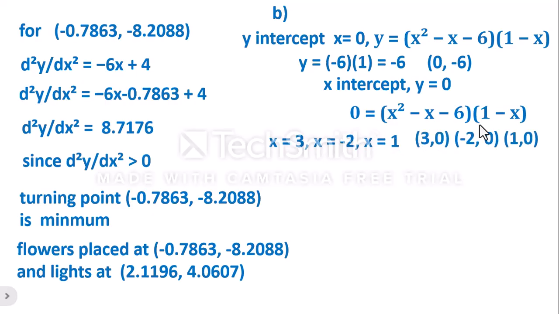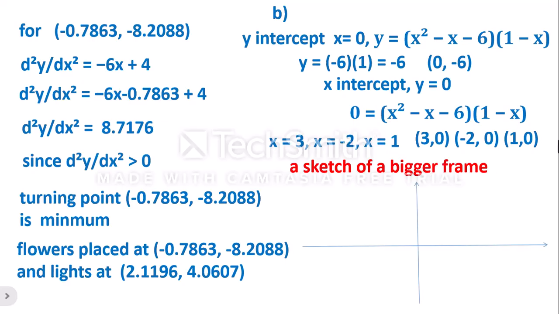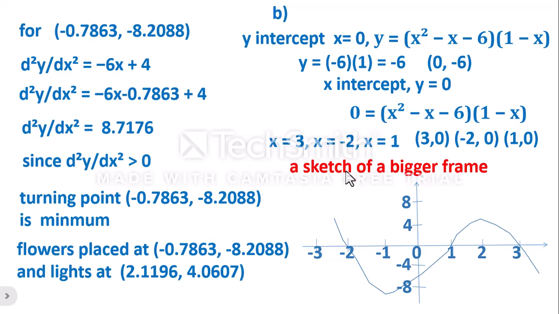A sketch of the bigger frame. Using all the information, stationary points, intercepts, and end behavior, we now sketch the curve. The curve decreases, reaches a minimum, then increases to a maximum, and finally decreases again.